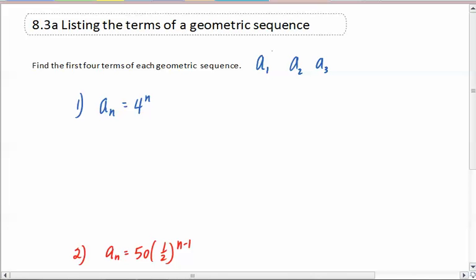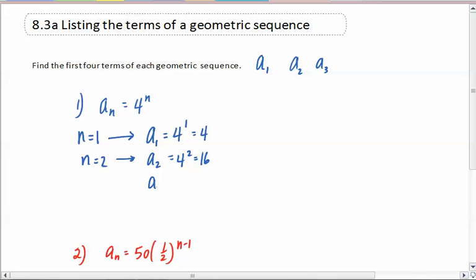Because the domain of geometric sequences is the natural number set, here we go. We're going to let n be 1. That's the beginning of the natural numbers. So a sub 1 is 4 to the first, which is 4. Easy. A sub 2, that's with n equal to 2, right? So 4 to the second is 16.